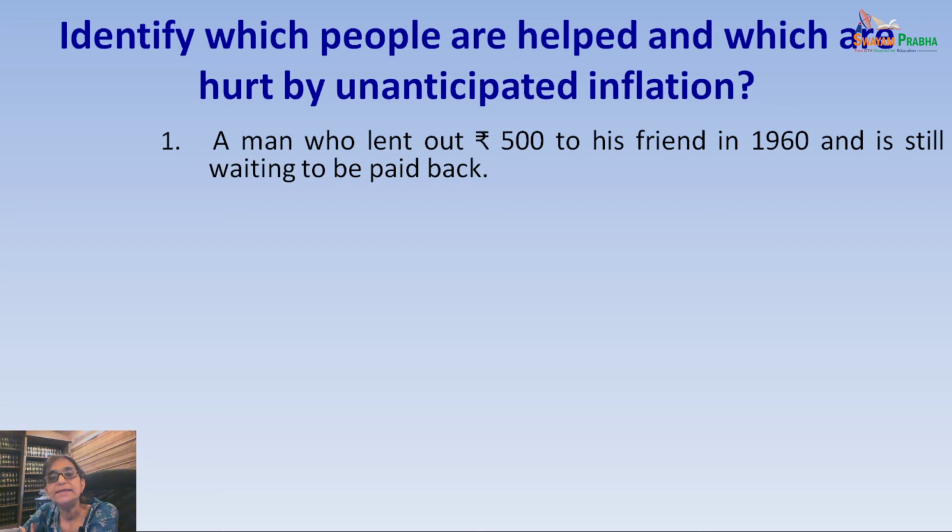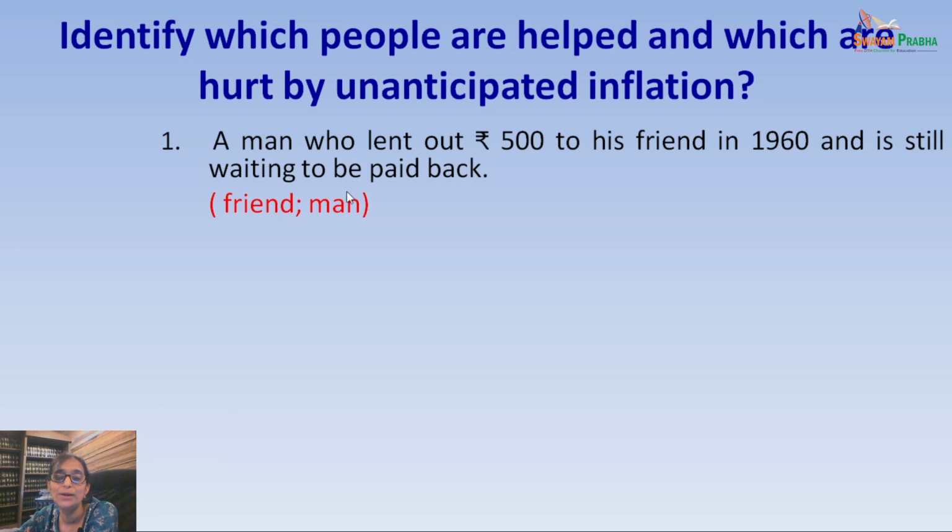Let us take the case of a man who has lent rupees 500 to his friend in 1960 and is still waiting to be paid back. So there's a man who had lent out 500 to his friend long back, 50 years, 60 years back, and is still waiting to be paid back. So who is going to gain and who is going to lose? In this case, the man who has lent is going to lose. Why is he going to lose?